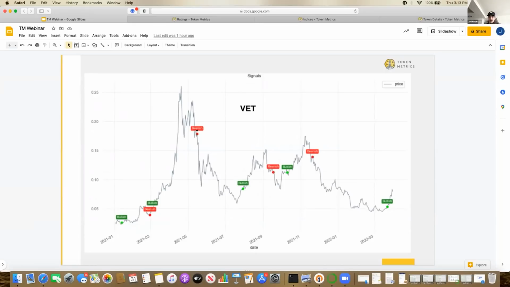Now, of course, no model is going to be perfect. We're not going to be selling the top right here, but as a risk management tool, it is extremely good to follow the TM grade based on our tests.